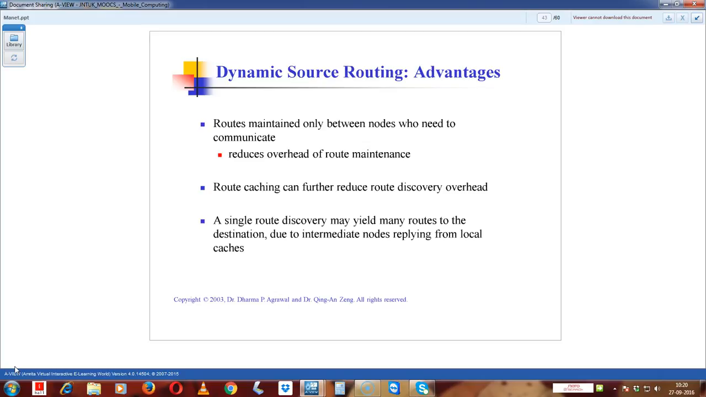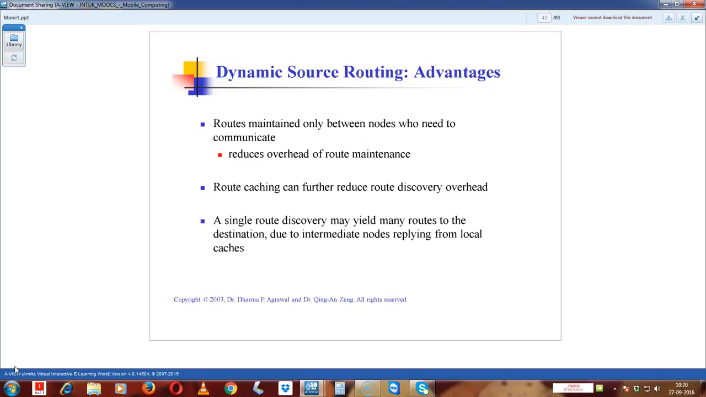In case of table driven, we will discuss in the next session, every node needs to update the routing tables and maintain them. But in this case, we just need to maintain for source and destination only. Intermediate nodes only will have some caches just to store that route. So routing caches can further reduce some route discovery overhead. So route discovery overhead can be reduced, right?